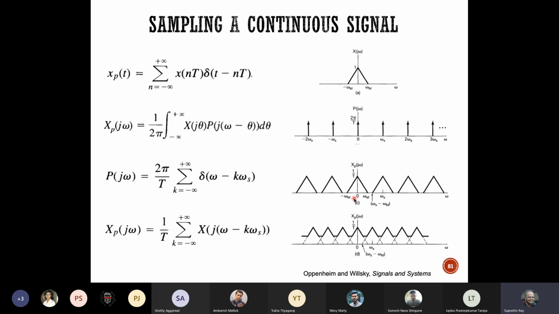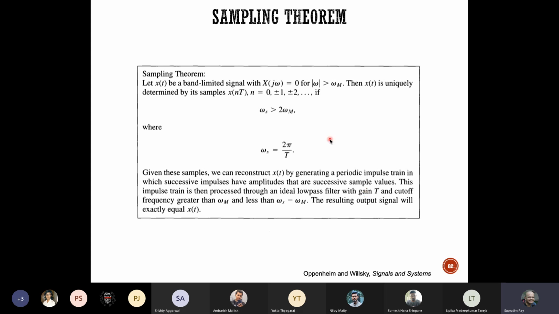And you can always avoid an overlap if your sampling frequency omega s is at least twice that of omega m, the maximum frequency content of the signal. And this is what is called the sampling theorem. Let x(t) be a band limited signal with maximum frequency content of omega m, which means X(j omega) is 0 for mod of omega greater than omega m. Then x(t) is uniquely determined by its samples x(nT) if omega s is greater than 2 omega m, where omega s is the fundamental frequency, 2 pi by T.